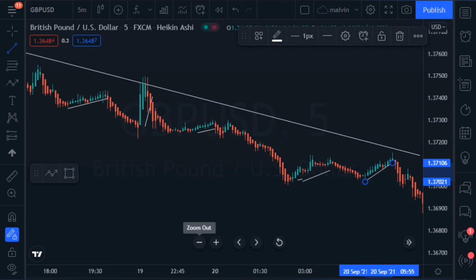That are actually happening in the market. So what we're going to do is add in a special indicator.